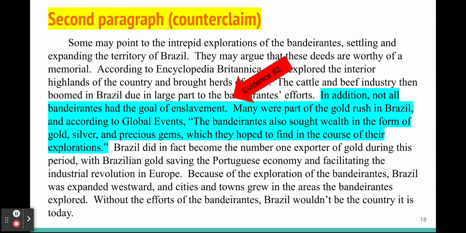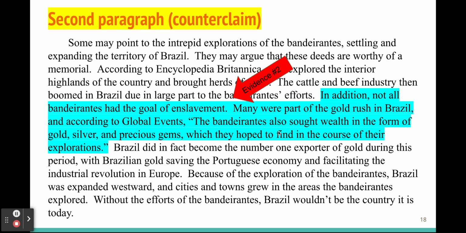Here's evidence number 2. In addition, not all Bandeirantes had the goal of enslavement. Many were part of the gold rush in Brazil, and according to Global Events, there's my source. Here's my quotation marks. The Bandeirantes also sought wealth in the form of gold, silver, and precious gems, which they hoped to find in the course of their explorations. So here I have direct quote evidence with a cited source. This is evidence number 2. I began with a transition word.